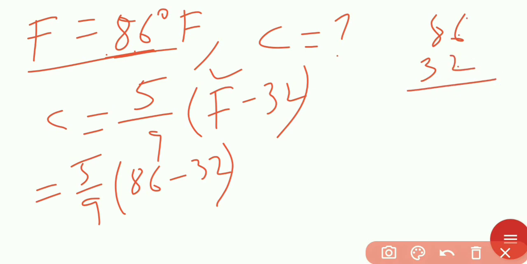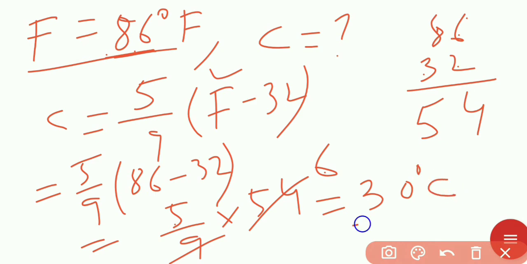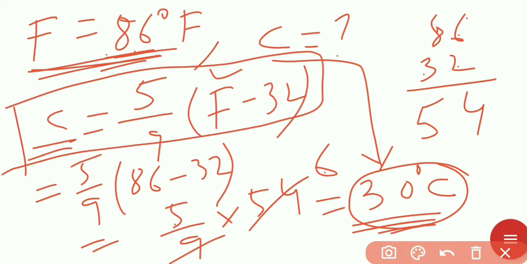86 minus 32 how much? 6 minus 2 is 4 and 8 minus 3 is 5. So 5 by 9 into 54. And 9 sixes are 54, and 6 fives are 30. So this is the value of C. So if F equal to 86, then we will get the value 30 degrees centigrade. So in this way, when one value is given, we will calculate by using the formula. Okay.